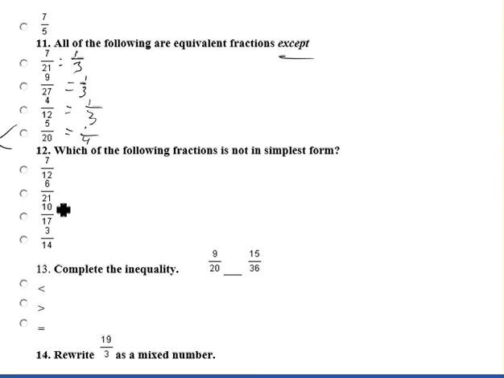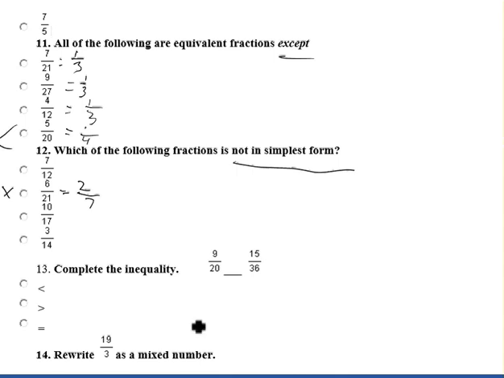So which of the following fractions is not in simplest form? So which of these can we reduce? Can't reduce this one. There's no number that goes into 7 and also goes into 12. 6 and 21. Is there a number that goes into 6 and 21? Yeah, the number 3 does. 3 goes into 6 twice. 3 goes into 21 7 times. So I can simplify that one. Let's make sure these others, no number goes into 5 that also goes into 17, and no number goes into 3 that also goes into 14. So we got it right.